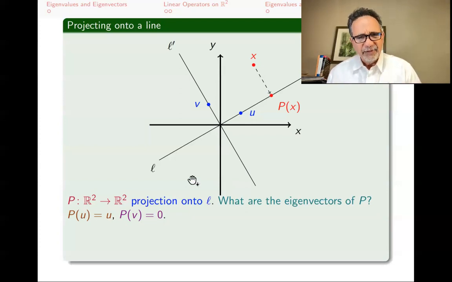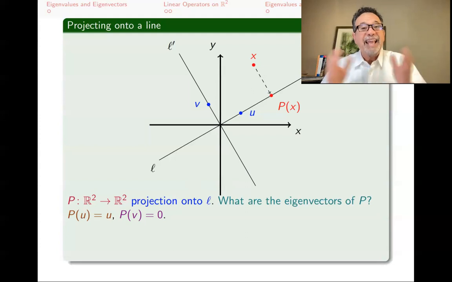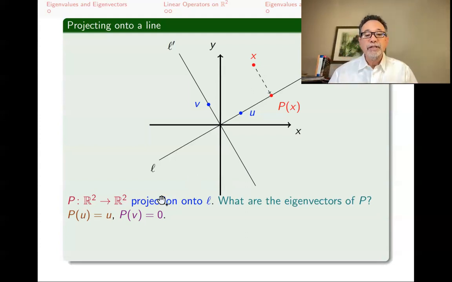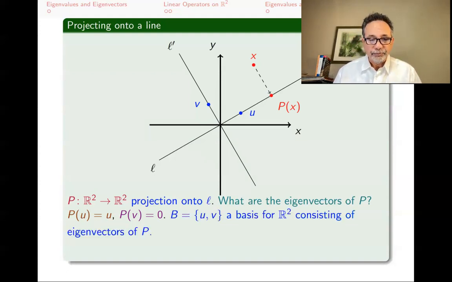But didn't I say something that can't be 0? Well, I said eigenvectors can't be 0. Eigenvalues can be 0. And in fact, that's a very important eigenvalue. The scaling factor can be 0, but the actual vector can't be 0. V is not 0, so we're good. So P of V is 0, and so V is an eigenvector for the projection with eigenvalue 0.